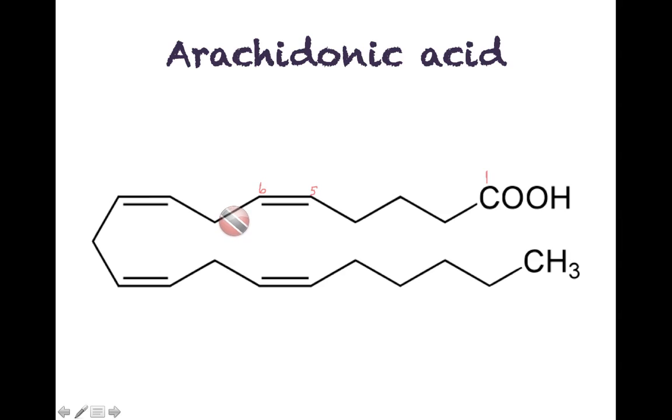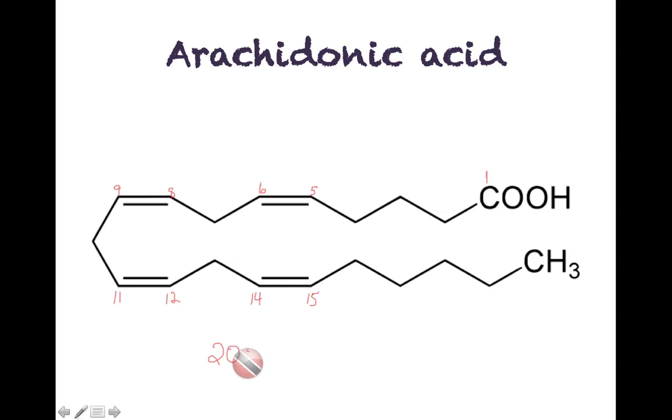5, 6, 7, 8. So that's 8. So then this will be 9, 10, 11, 12, 13, 14, 15, 16, 17, 18, 19, and then this final carbon here is 20. So the first number you want to write down for your delta designation is the number of carbons that your fatty acid is made up of. In this case, arachidonic acid has 20 carbons.